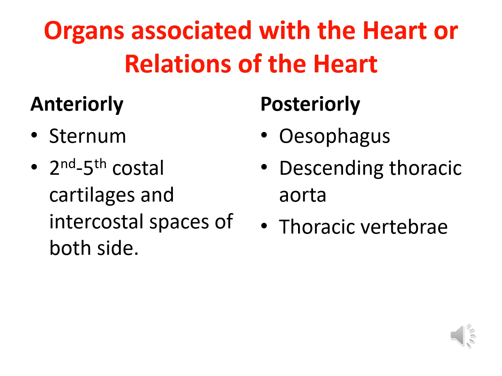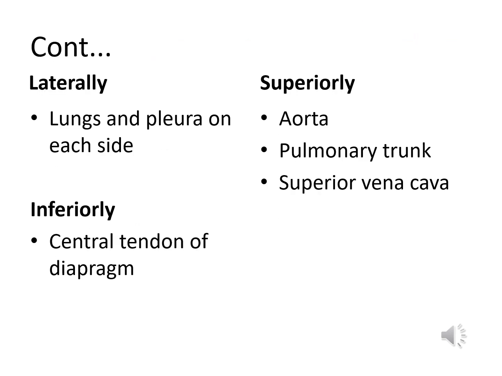Next, coming to the organs associated with the heart, or relations of the heart. Anteriorly, the heart is related to the sternum, second to fifth costal cartilages and intercostal spaces of both sides. Posteriorly, the esophagus, descending thoracic aorta and thoracic vertebrae. Laterally, it is associated with the lungs and pleura on each side. Inferiorly, the central tendon of the diaphragm, and superiorly the aorta, pulmonary trunk and superior vena cava.